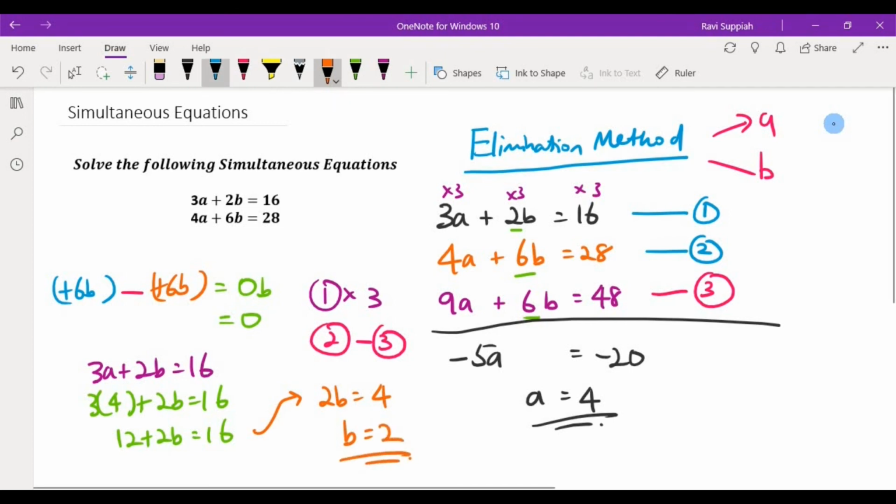Alright, so the final answer is a is equals to 4 and b is equals to 2 for this simultaneous equations question. So once again, I hope this video has helped you with understanding how to approach such questions using the elimination method.